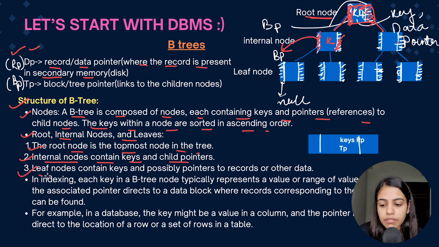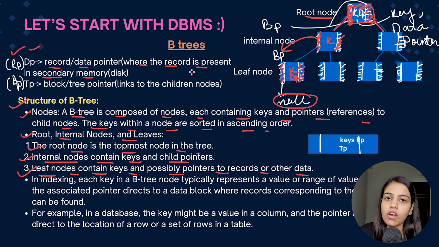Now coming to the third one, that is the leaf node. A leaf node contains keys and possibly pointers to the record or other data. So this leaf node also contains keys and the block pointers, and when there are no further nodes, these block pointers point to null. So these are the keys which are present here and it points to null. Along with the keys, we have a data pointer which tells us where the record is present in our secondary memory, or you can say disk.